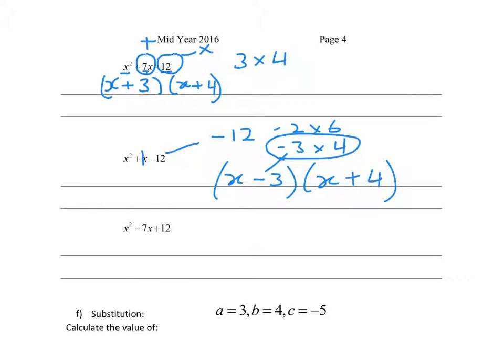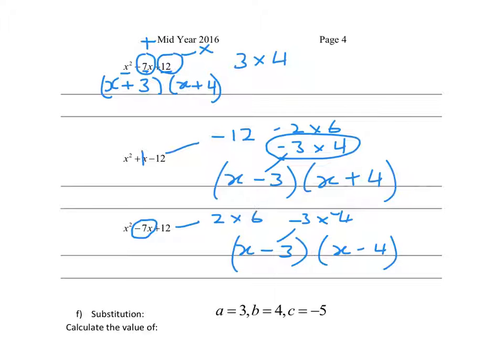In this next example, our factors have to make 12. Again, it could be 2 times 6 or 3 times 4 or 1 times 12, but they must add together to make a negative 7. So the only way I can get that is by negative 3 times a negative 4. That still gives me a positive 12. A negative times a negative is a positive, but they'll add together to make negative 7. So that means my brackets must be x minus 3, the factor x minus 3, and the factor x minus 4.